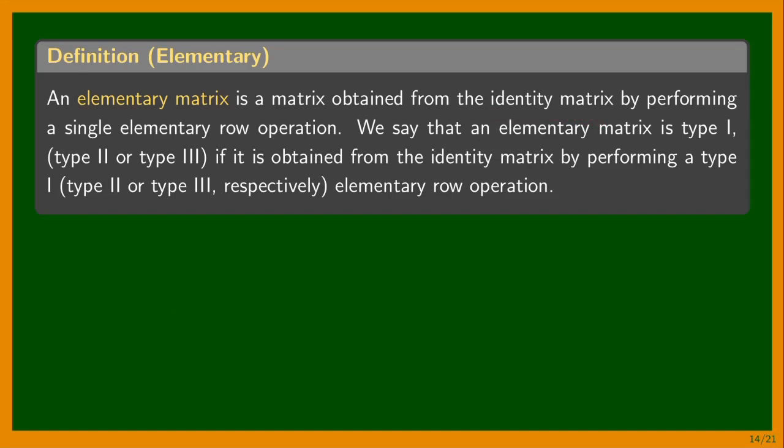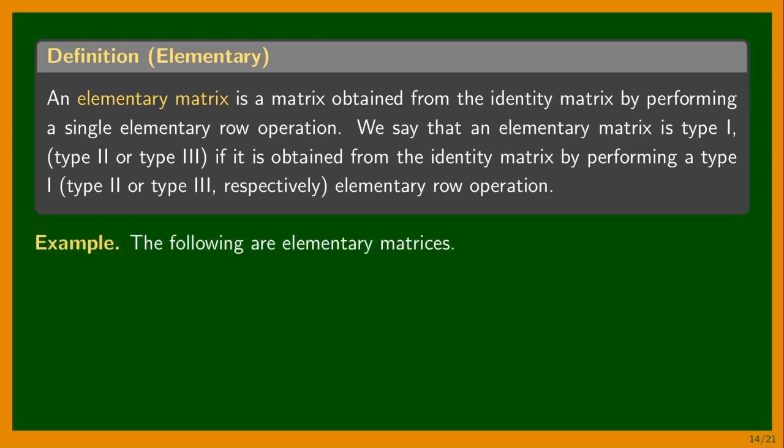If you perform a single elementary row operation on the identity matrix, the resulting matrix is called an elementary matrix. So basically, I_n is the default. When you modify it once by an elementary row operation, the resulting matrix is called an elementary matrix. If you have obtained the elementary matrix by doing a type 1 operation, the elementary matrix is said to be of type 1. If, on the other hand, you perform a type 2 operation instead, the elementary matrix is type 2, and so on. Right?